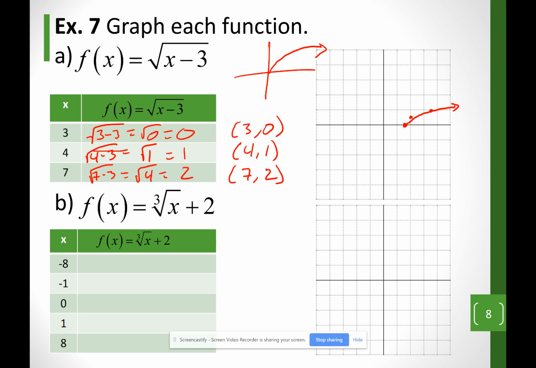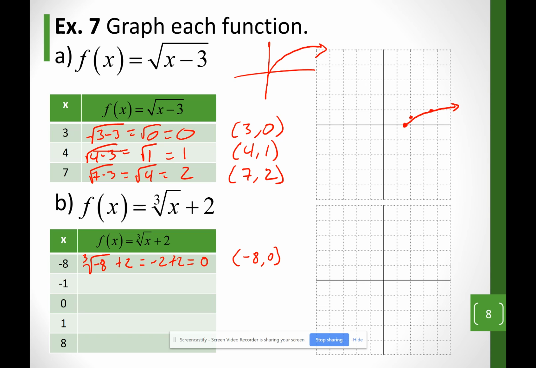Now let's talk about cube roots. Now, if x equals negative 8, let me substitute it in the equation, and I'm going to have the cube root of negative 8 plus 2. I know the cube root of negative 8 is negative 2. And negative 2 plus 2 gives me 0. So that gives me the point negative 8, 0.